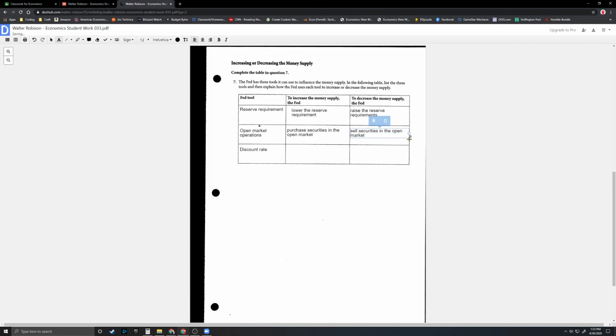And what that means is people are giving the Fed money, right? And in return, the federal government is giving them a piece of paper that says this is a security. It's an IOU essentially.